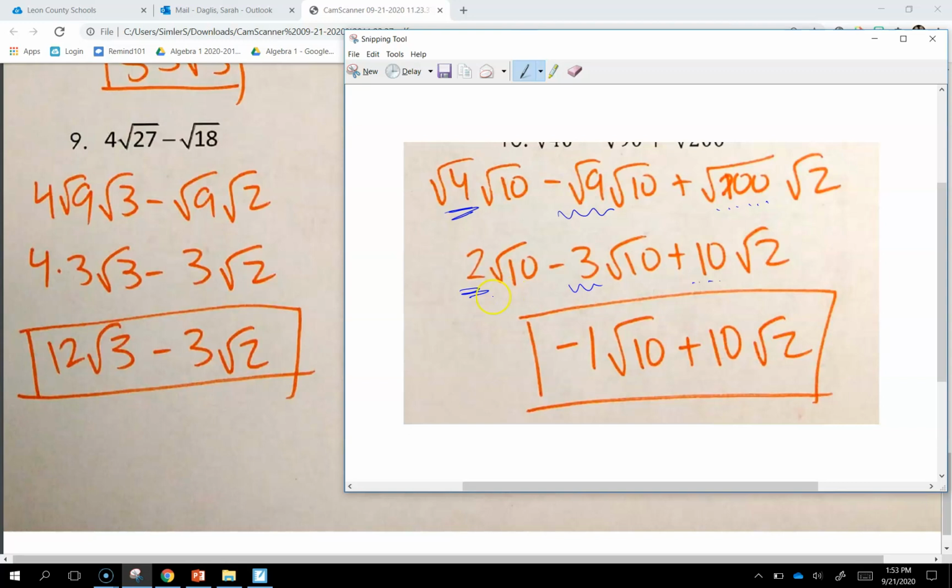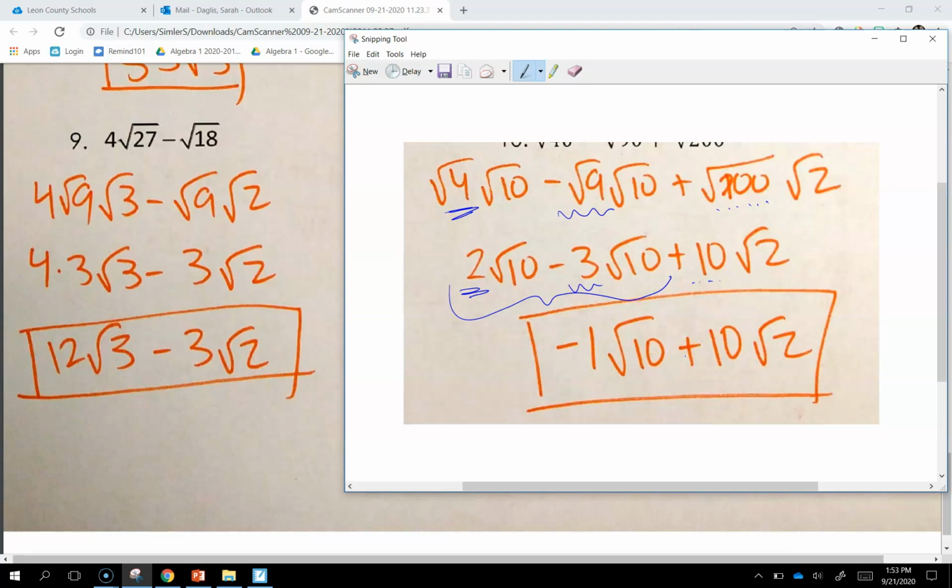And then at this point, I see that my first two both have a square root of 10. So I did 2 minus 3. And that's where I got negative 1 square root 10. And then this last piece stays 10 square root 2. I can't do anything else. I can't add them together because this 10 is inside a radical. This 10 is outside a radical. So they are not the same thing. And that's our answer.